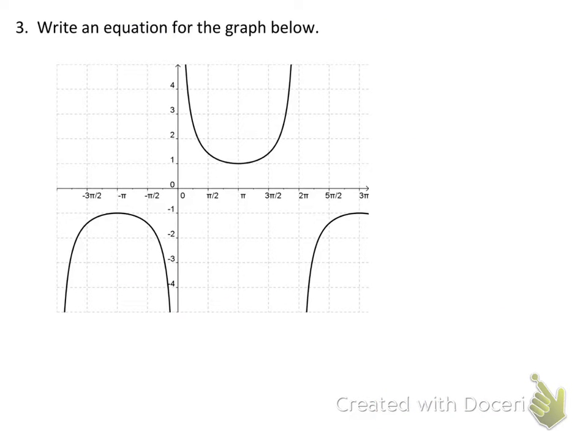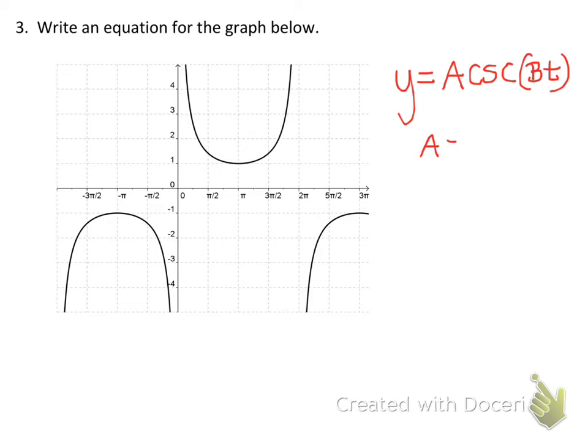Okay, so the next one is to write an equation for the graph below. So a couple things. So far we have y equals a, which affects our amplitude. Now, the big thing to know is this cosecant or secant. And since it looks like our asymptote is at 0 and 2 pi, that means that since it's at 0, we know it's going to be 1 over sine, which is cosecant. And then we have to figure out what our b value is, and then that's it. So we have a and b to figure out.